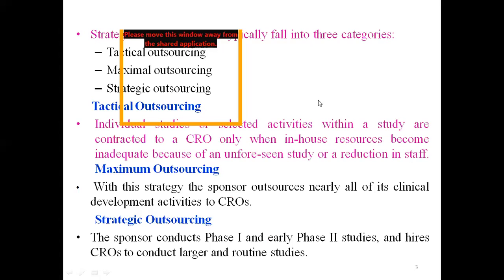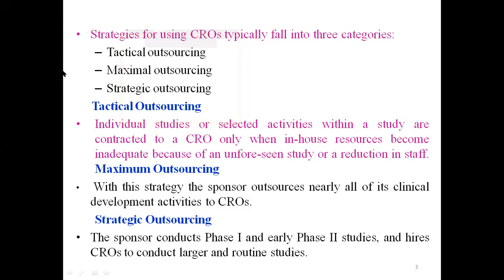Whenever you are going for CRO strategies, they fall into three categories: tactical outsourcing, maximal outsourcing and strategic outsourcing. In tactical outsourcing, individual studies or activities involved in the study are outsourced when the in-house resources available in their own companies become inadequate, or because of an unforeseen reduction in staff, depending on the type of work you are going to do.